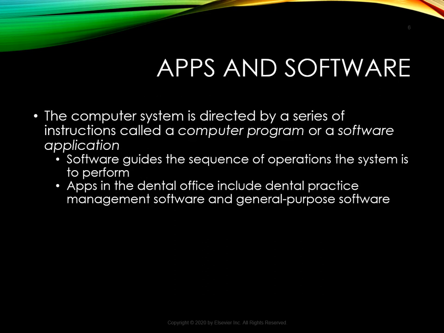Okay, so apps and software. The computer system is directed by a series of instructions called a computer program or a software application, right? Software guides the sequence of operations the system is to perform. So the computer knows if you click in a certain place, then it should perform this action, right?